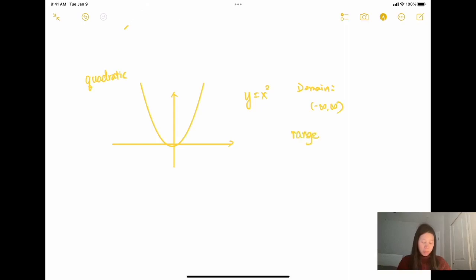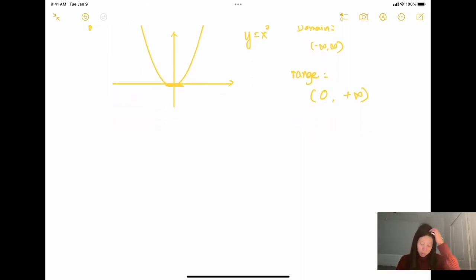What about the range? For range, you can go as high as you want, so it will be positive infinity. What about the bottom? The lowest value you can get is 0, right? So the range is from 0 to positive infinity.